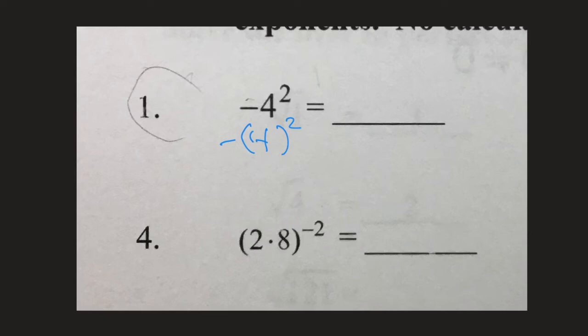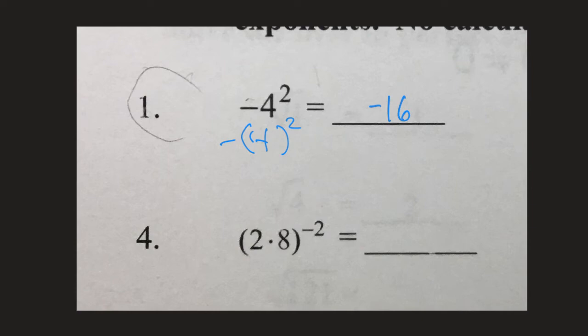Now that we know it's 4 squared, we can just go ahead and square it. 4 squared is 16. So we're going to have 16 and then tack on that negative sign. So that's the first one. And then if we look below, we have 2 times 8 to the power of negative 2. You have a couple of ways of going about this. You could do like we did on the previous page and distribute that negative 2.